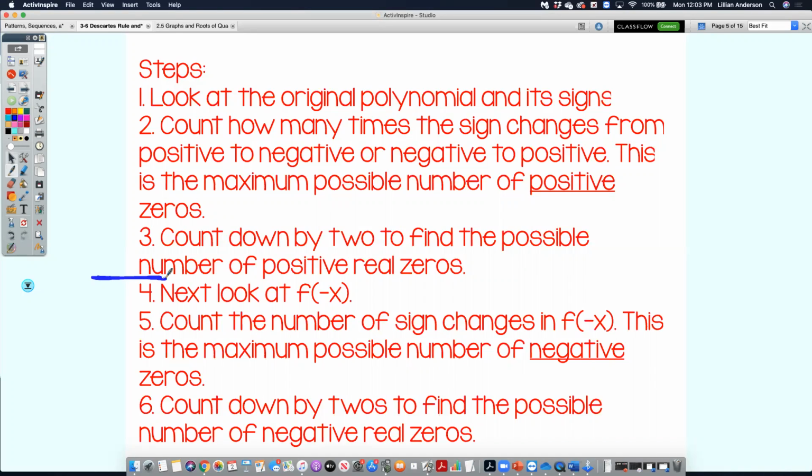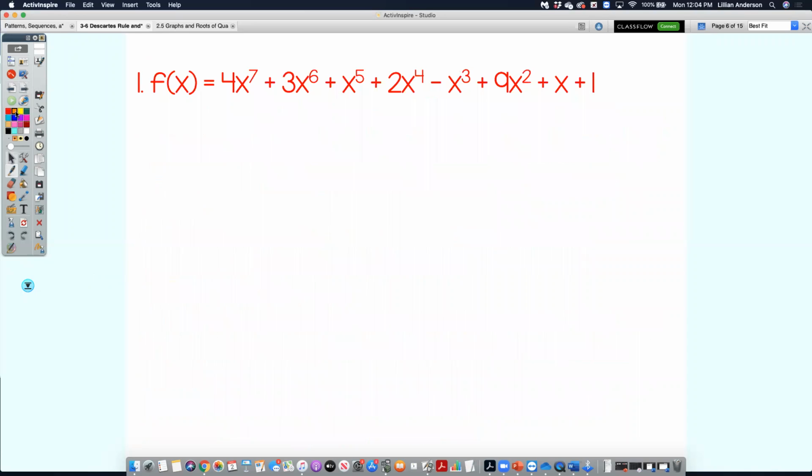Once you've done that, next look at f of negative x. That means you're going to plug a negative x into your function and you're going to simplify. After you simplify, you count the number of sign changes in f of negative x. That is the maximum possible number of negative zeros. And then again, you count down by 2 to find all of them. This rule basically tells you the possible number of positive and negative real zeros that you can have. So we're going to look at some examples. We'll look at 2 together, then I want you to try the other ones on your own.